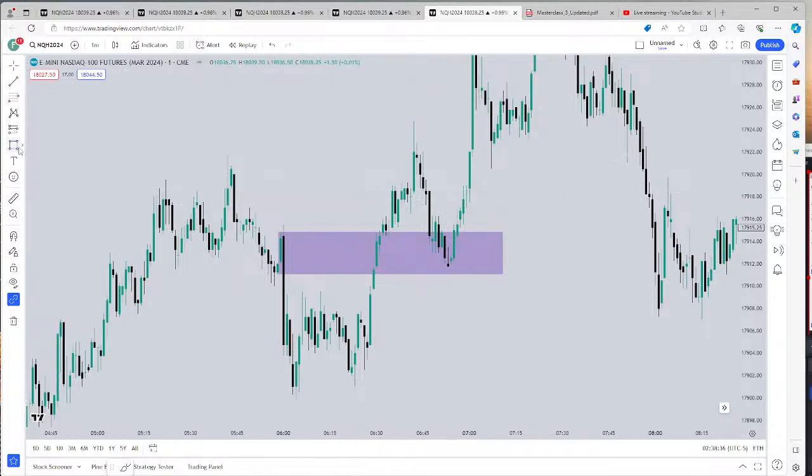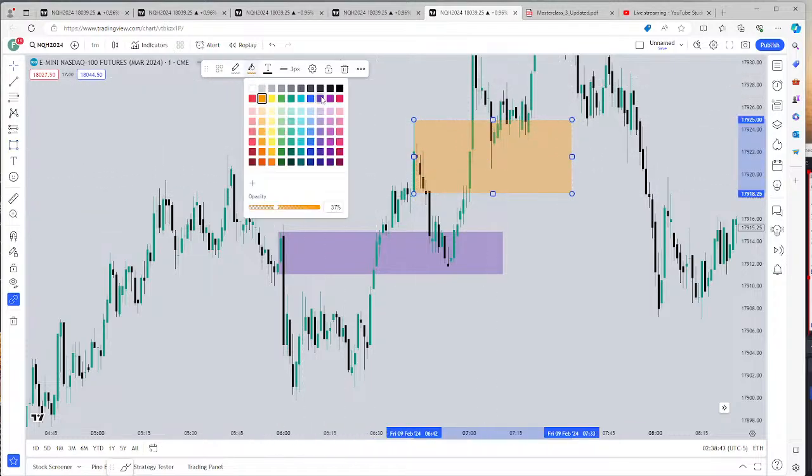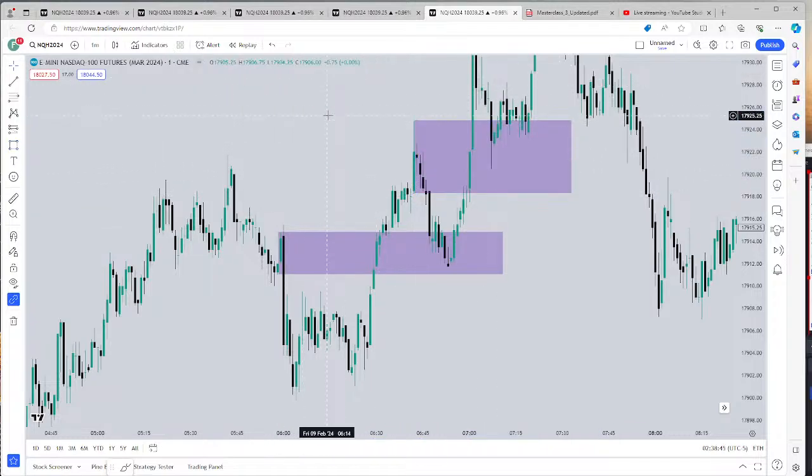And let me just draw this out. Now, personally, do I use mitigation blocks? Not really, to be honest with you. I find there's enough setups with fair value gaps, inversions, BPRs, and breakers. There's way more than enough setups with those PD arrays. But that's what a mitigation block is.